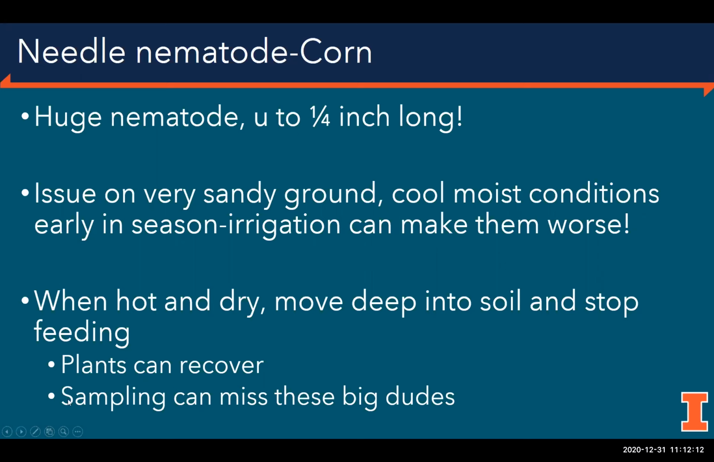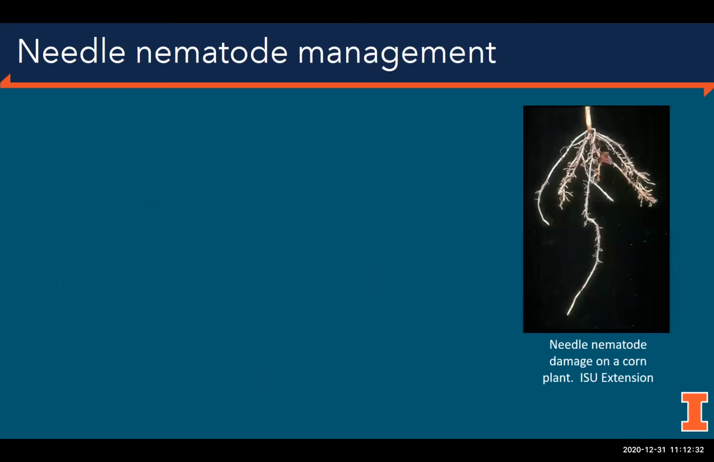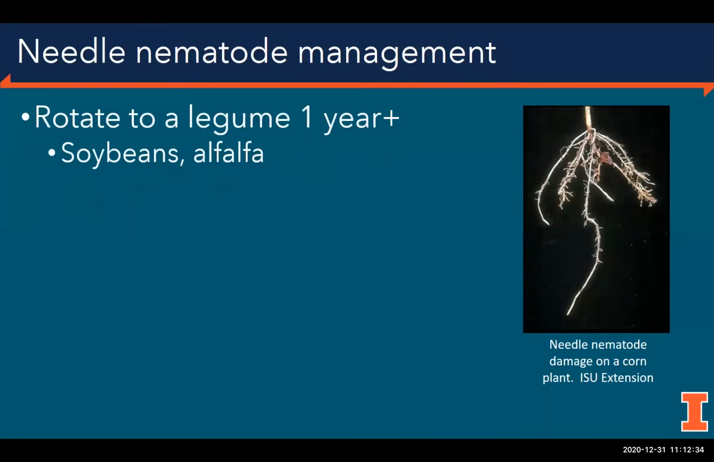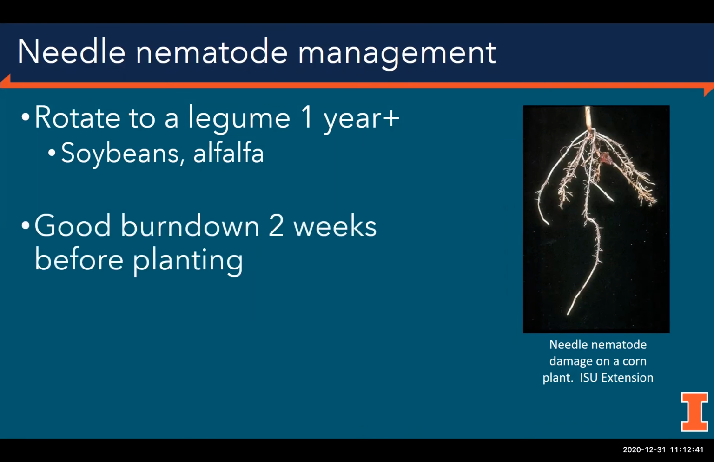But because of them moving down into the soil, when you sample, you can miss a lot of these guys. So sampling in the middle of the season isn't a good way to find needle nematodes. You're going to want to sample earlier in the season to see if you have needle nematode issues, most likely if it's hot and dry. Rotation for at least a year to a legume such as soybeans and alfalfa can be very beneficial.